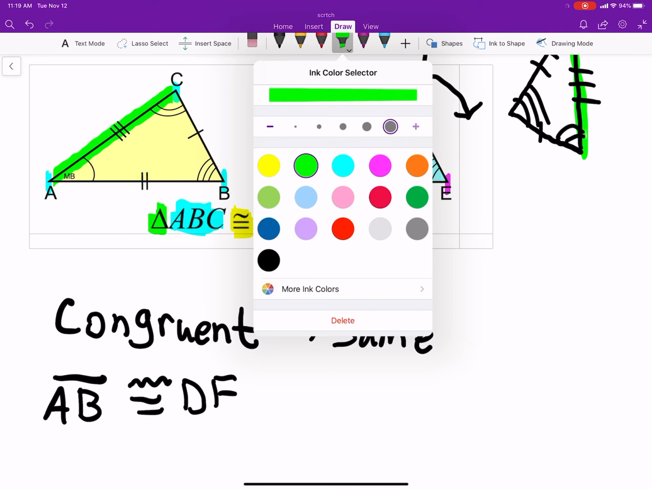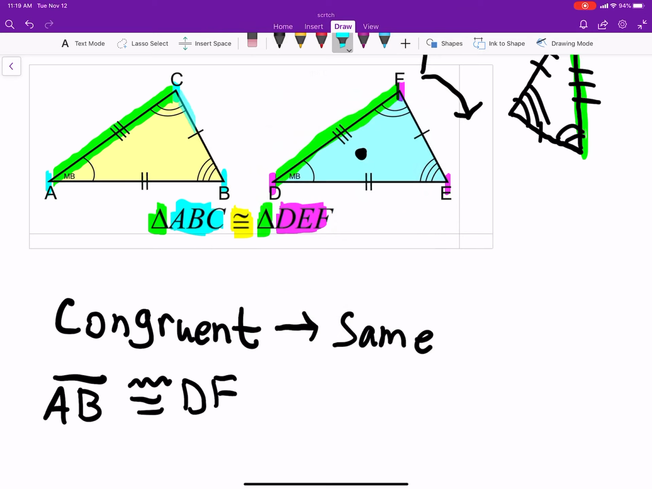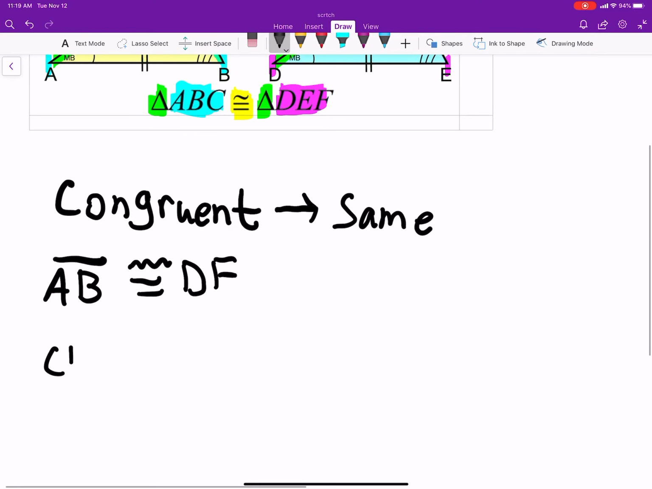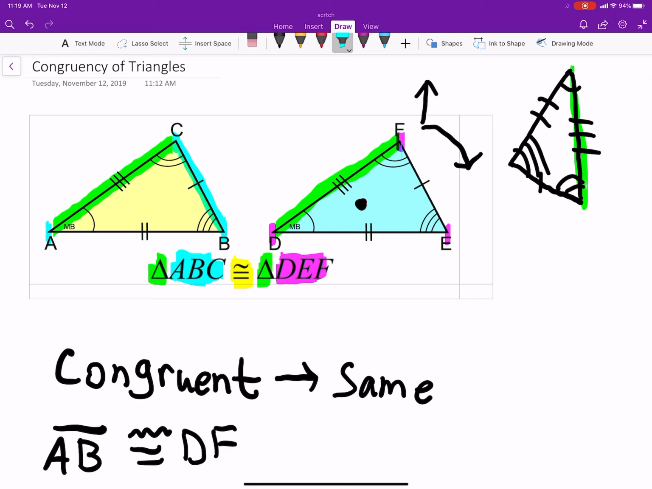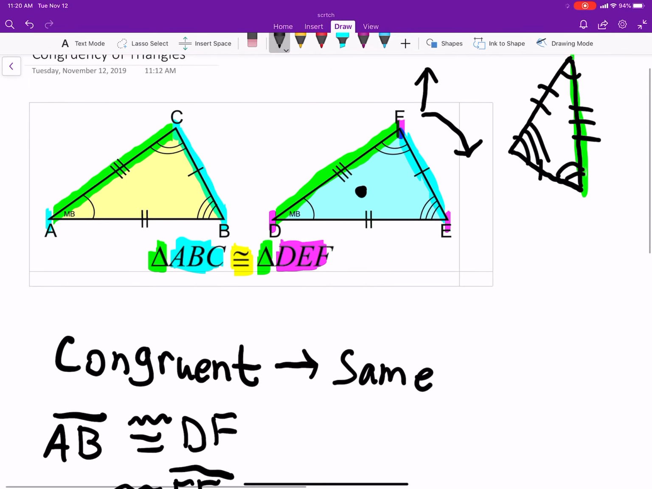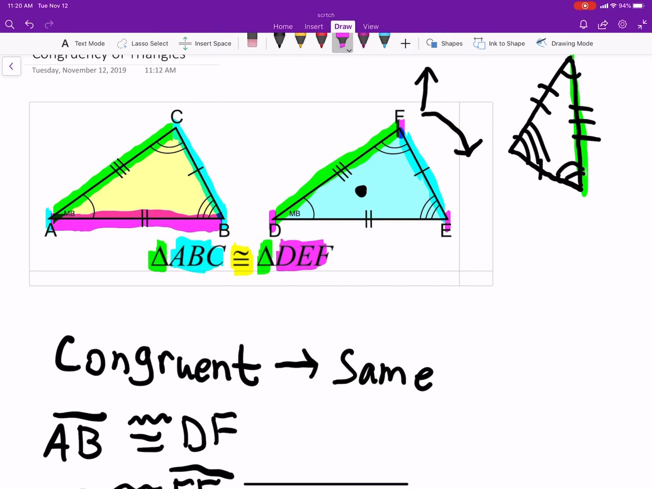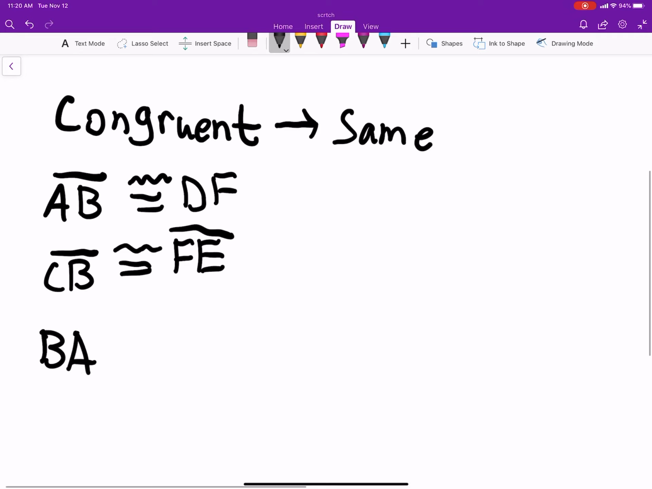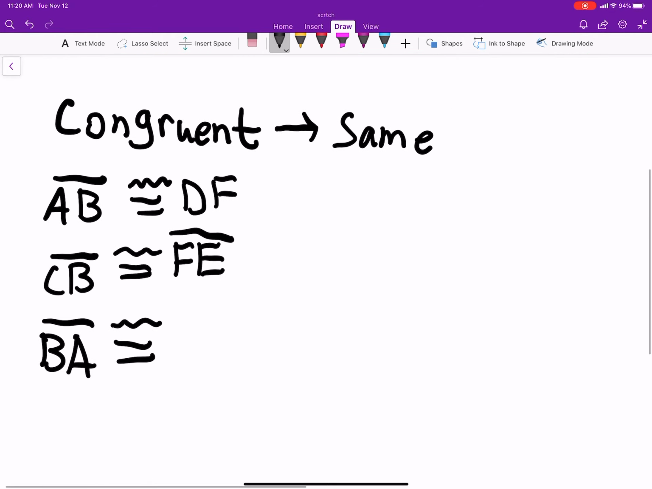So hopefully that part makes sense. There's more sides though. We could say the line segment CB is congruent to what? FE, right? Right over here. So that is congruent to FE. And then lastly, BA is congruent with ED.